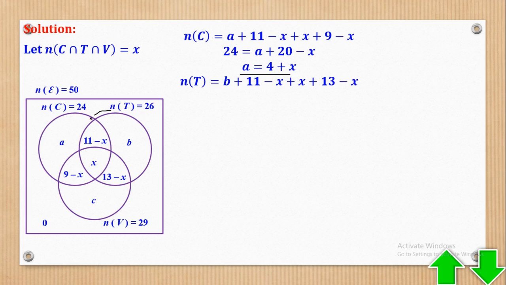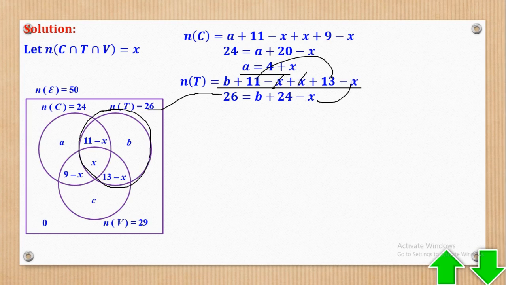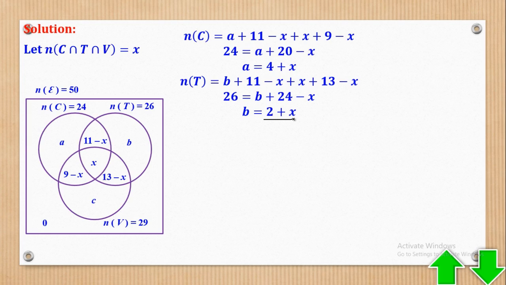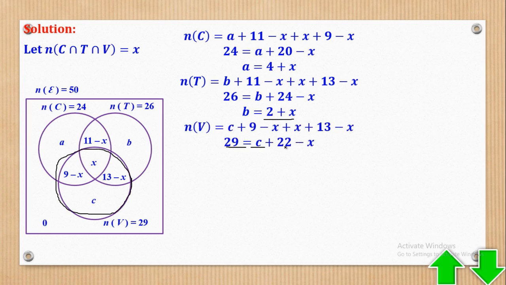What about if I add up all the values in T? When I add up all those, I'll come up with this. Therefore T is 26, so I'll put 26 there. This and this cancel, you remain with this. Then 11 plus 13 is 24. Then when I make B the subject, it will be 2 plus x. Next is add up all the values in V. So all these ones will add up to 29, so I'll say 29 is equal to C plus 22 minus x. And when I make C the subject, it will be 7 plus x.